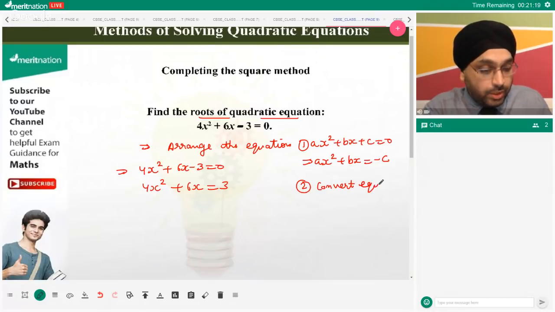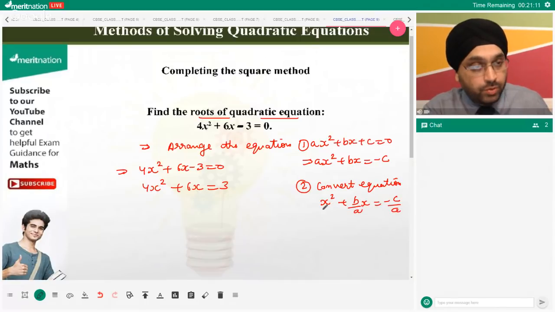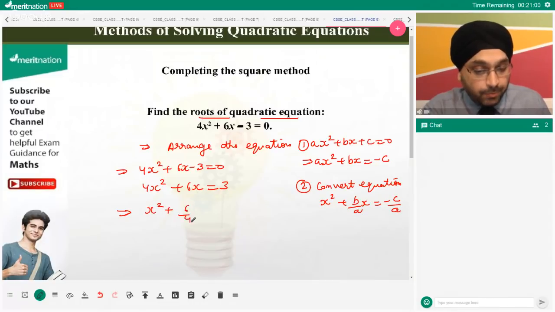the equation into the form x square plus b by a x equals to minus c by a. We just need to divide the complete equation by whatever the coefficient of x square is. So, guys, this means what? Further, we can write this as x square plus 6 by 4x equals to 3 by 4.